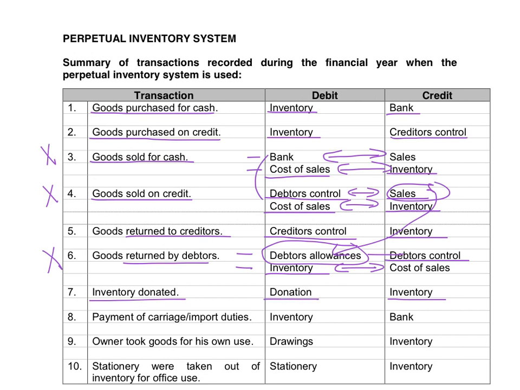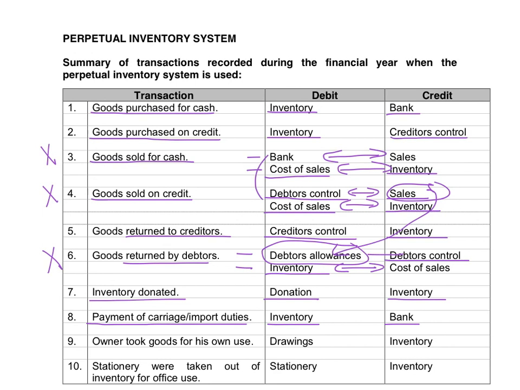Payment of carriage or import duties. If you use the periodic system, you will put this under a carriage on purchases or import duties. In the perpetual system, all expenses that you pay from the time that you buy the asset until it's delivered to your premises will go into the inventory account because it forms part of the cost price of inventory, and your bank account will be credited.